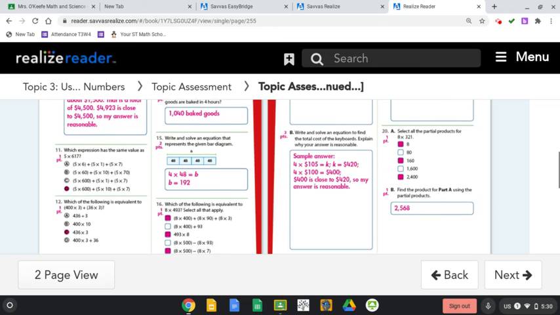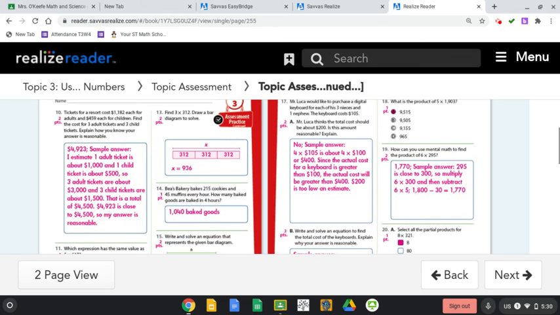So page 121, here are your answers. Tickets for a resort cost $1,182 each for adults and $459 each for children. So one adult would cost $1,182. One child would cost $459. Find the cost for 3 adults and 3 children and explain what you did. Well, this is just one way they did it. They went ahead and estimated. The final answer is $4,923.